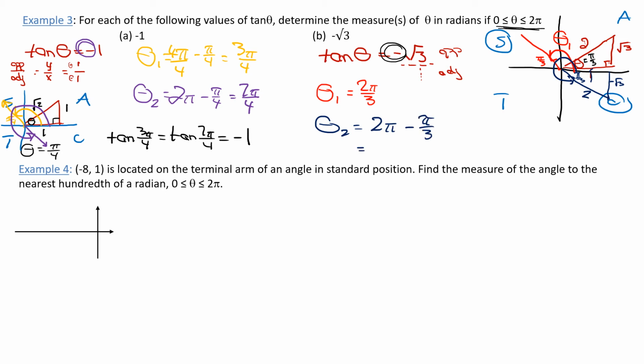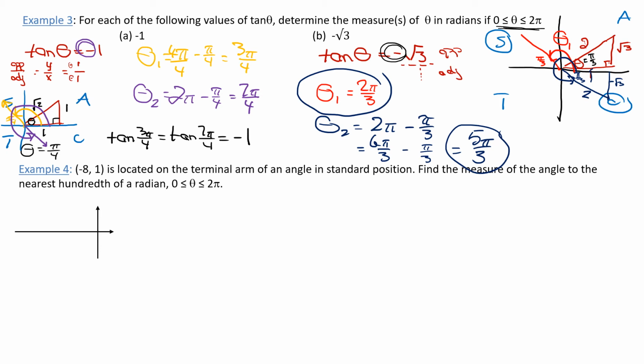2 pi, and we want to use thirds, right? Because we want a common denominator. That's 6 pi over 3 minus pi over 3, we get 5 pi over 3. So those are our two answers, theta 1 and theta 2. Those will both give us, with tan, the exact same answer of negative root 3.